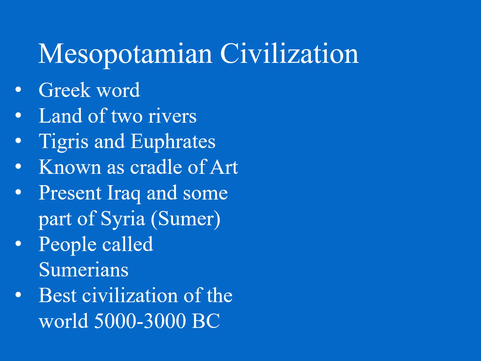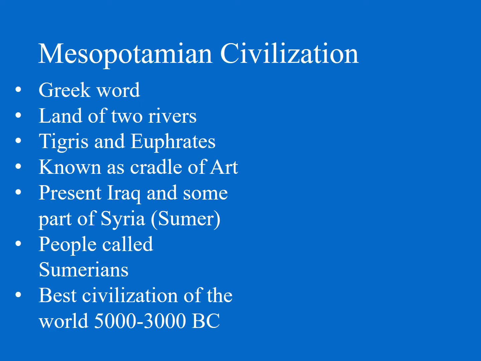Mesopotamian civilization. Mesopotamia is a Greek word. The word meso means between and Potamia means rivers. The country that is known as Mesopotamia might better be called the land of two rivers. These two rivers are Tigris and Euphrates.